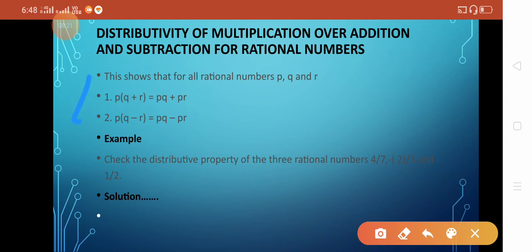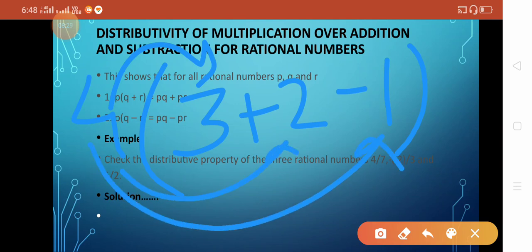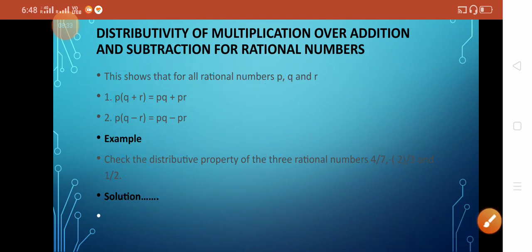For example, you are given 4 times (3 plus 2 minus 1). So you have to multiply 4 by 3, you have to multiply 4 by 2, you have to multiply 4 by 1, with the same signs that are given. So that is distribution of multiplication over addition and subtraction.